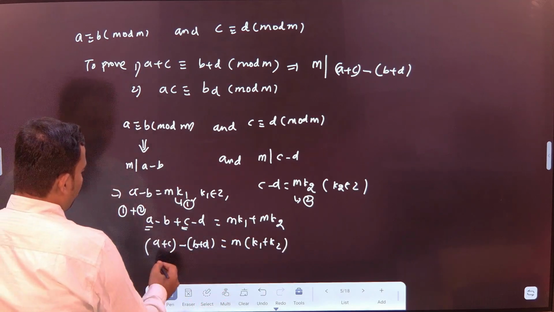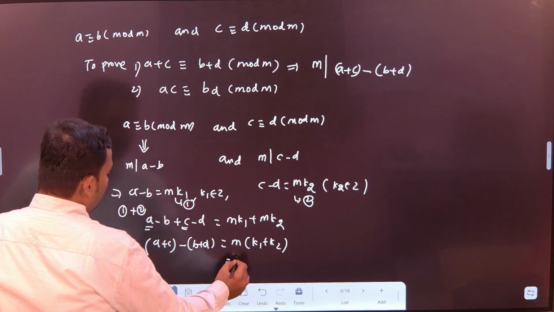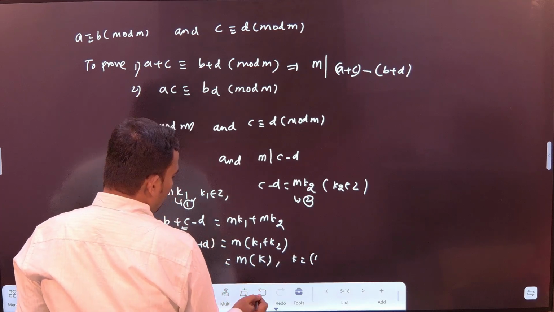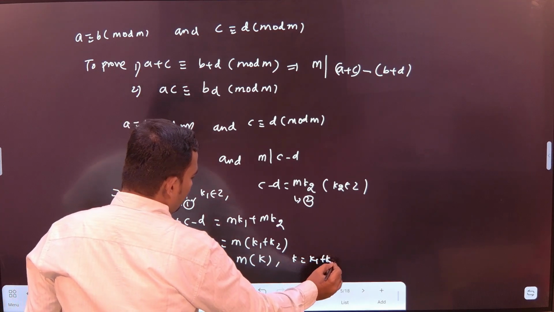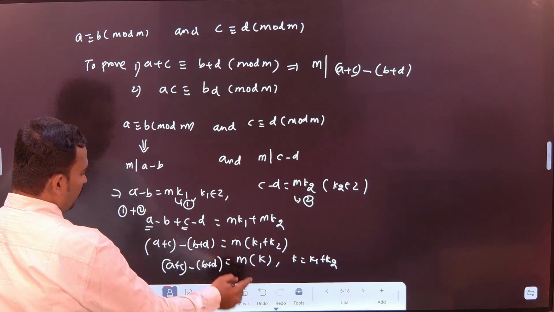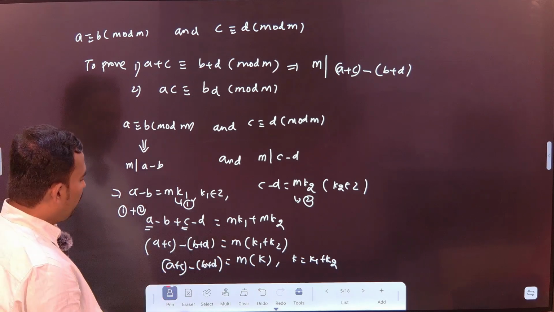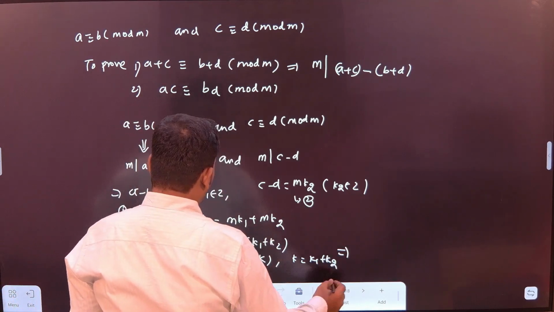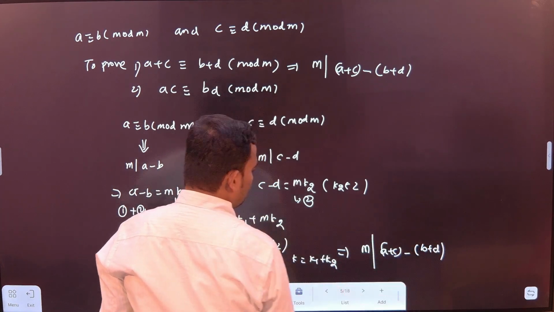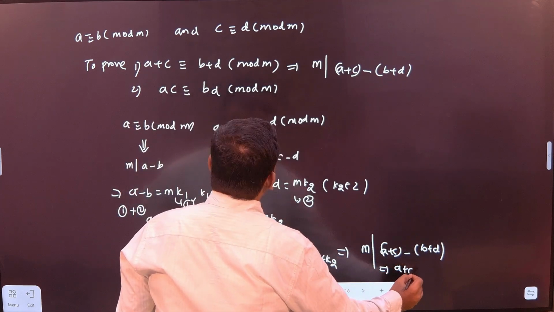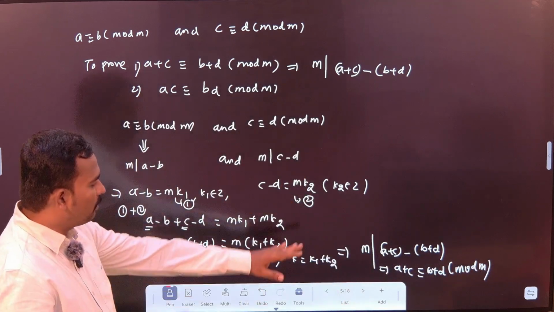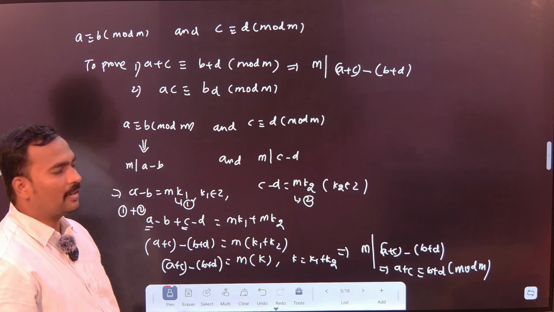Clear? So from this we can say M times, let us take some K, where K is equal to K1 plus K2. Therefore, (A plus C) minus (B plus D) is equal to M times K. So what can we conclude? M divides (A plus C) minus (B plus D). From this we can say that A plus C is congruent to B plus D modulo M. Clear? I hope everyone understands. Just use the definition, that's it, right? Okay.